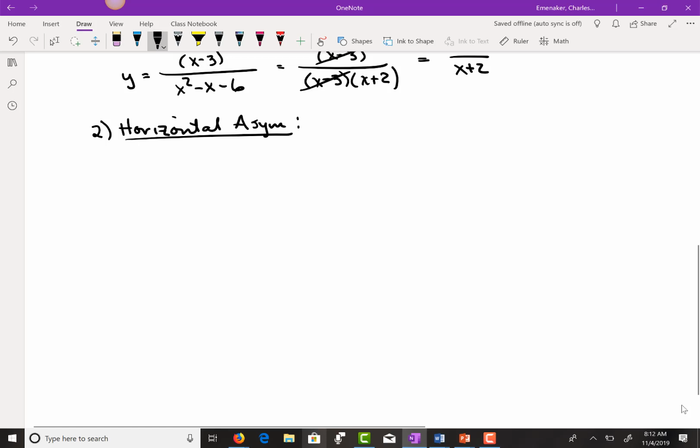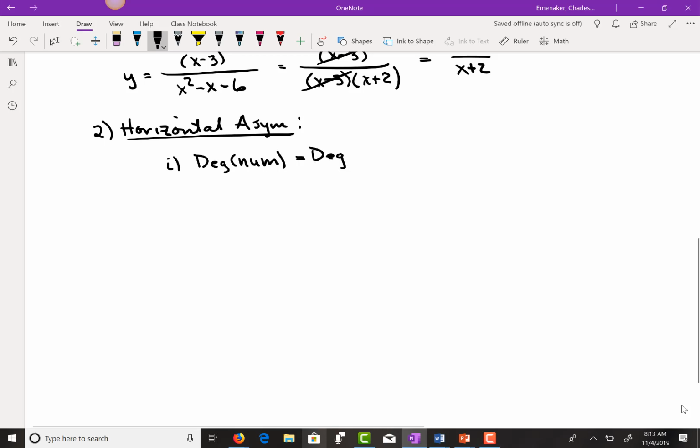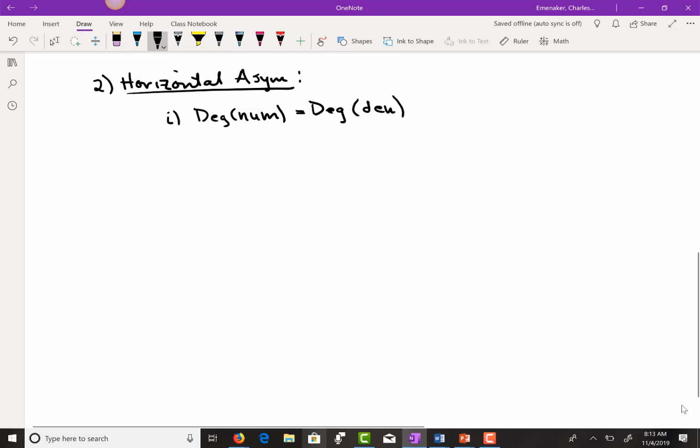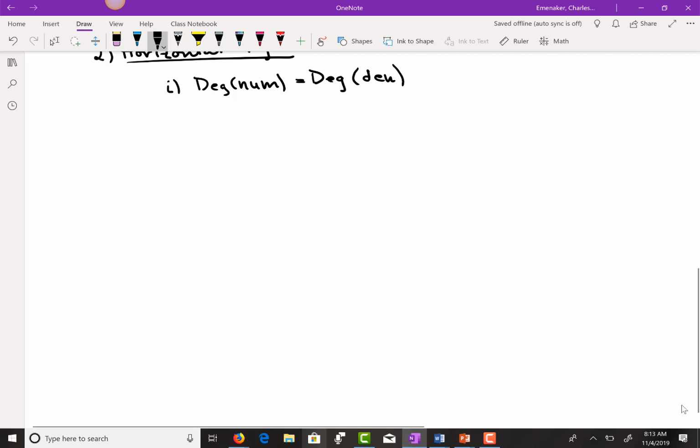With the horizontal asymptote, they're going to occur in one of two scenarios. The first scenario is where the degree of the numerator equals the degree of the denominator. What do you mean by that? Well, an example would be something like y equals 4x squared minus 7x plus 8.